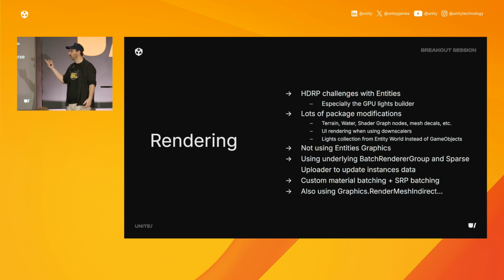And for the UI rendering, we needed it to render at full resolution when we use DLSS or any other downscaler. So we had to hook up some new rendering paths in HDRP there. And the big one is the light collection from entity worlds.